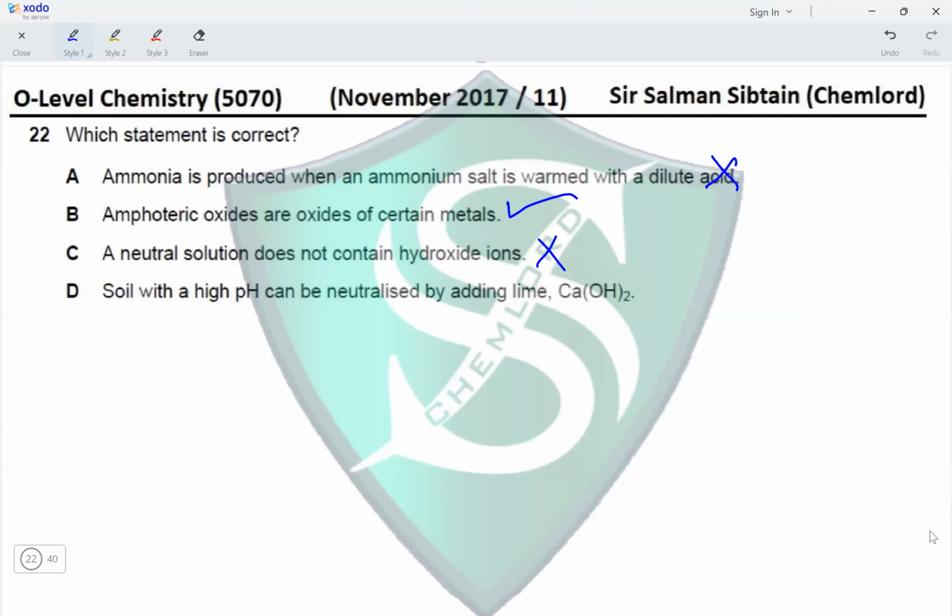Soil with a high pH can be neutralized by adding lime. High pH means a basic pH. Lime, which is calcium hydroxide, is also basic in nature. So it cannot be neutralized by adding a base to the basic soil. Therefore, option B is the correct option for this question.